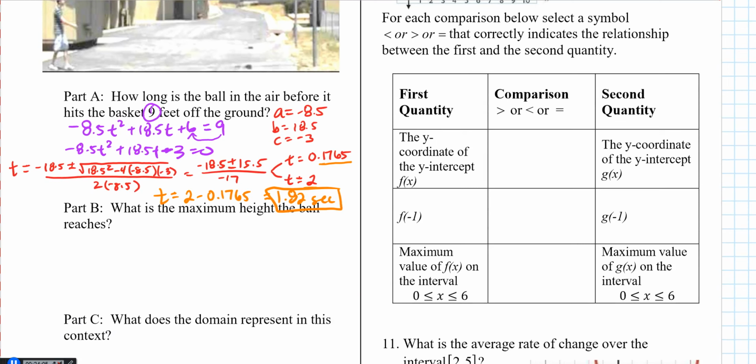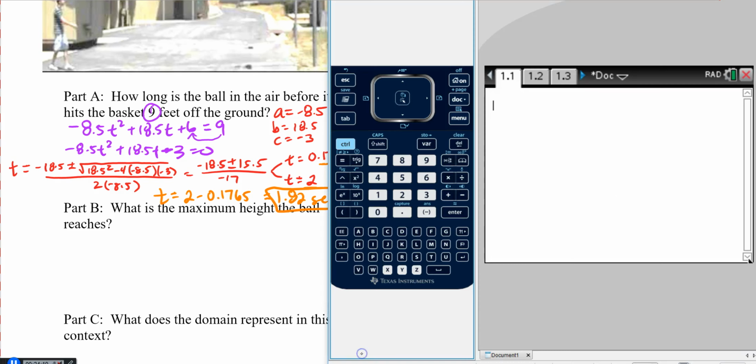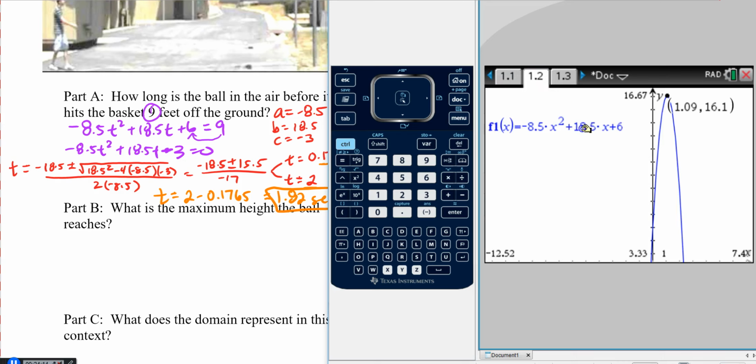Part B, what is the maximum height of the ball? Well, for that, I'm just going to use the calculator and graph that function. So here's the function, negative 8.5 x squared plus 18.5 x plus 6. I don't need the 9 anymore, because this function was just the actual path of the ball. And what is the maximum height of the ball? So I'm just going to find the maximum value. Looking at the max, it's 1.09 comma 16.1.